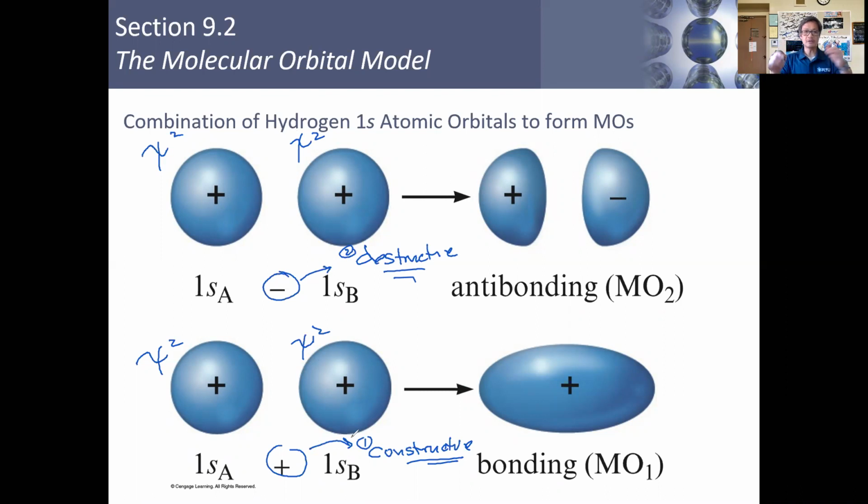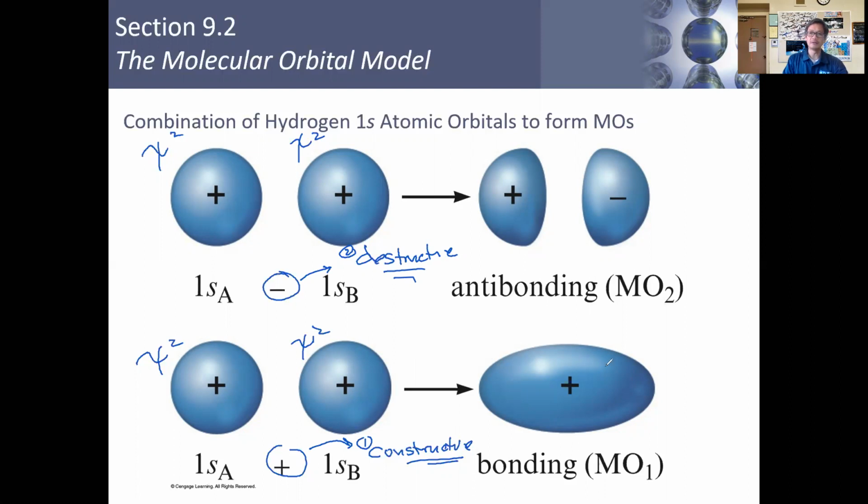So the way you want to think about how these molecular orbitals form is that they form from two standing waves, two 1s orbitals coming together, and they will interact either in a constructive manner or a destructive manner. That's how these molecular orbitals form. They form as a result.